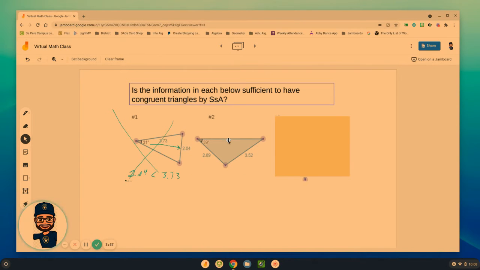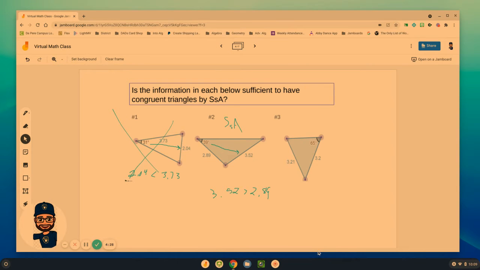How about number two? Well, in number two, if we look at our angle, we've got 39. The side opposite is 3.52, and 3.52 is greater than 2.89. So therefore, we could say that big S, little s, A would indeed work for this one, because the side opposite the angle is larger than the other side we are given.